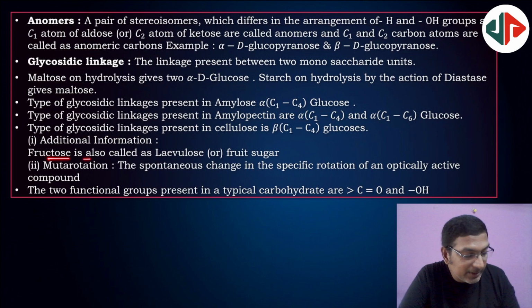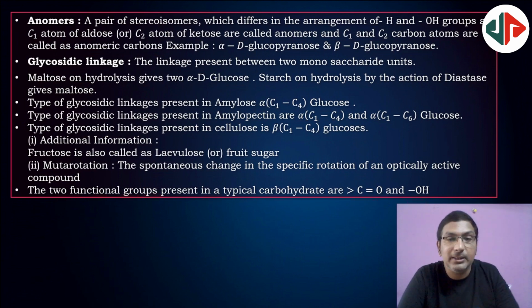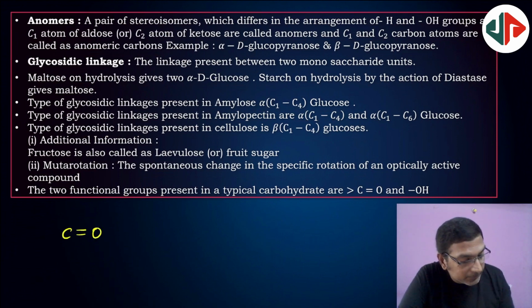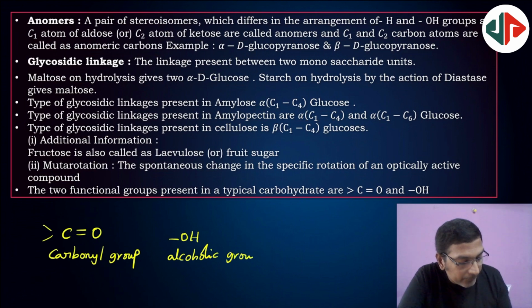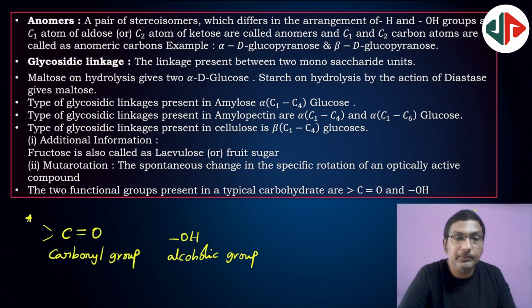Next, fructose is also known as levulose or fruit sugar. Next, mutarotation: the spontaneous change in specific rotation of an optically active compound. So, change in optical rotation. Spontaneous change must be there. Next, the functional groups present in a typical carbohydrate are C=O and OH. C=O is the carbonyl group, and OH is hydroxy, that is the alcoholic group. These are the functional groups. Here the carbonyl group may be aldehyde or ketone.